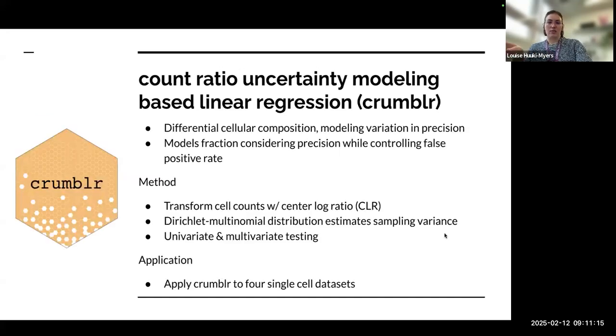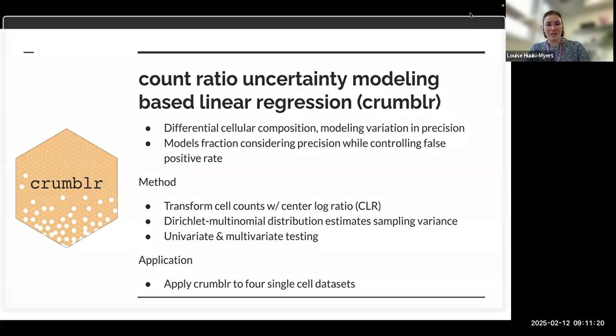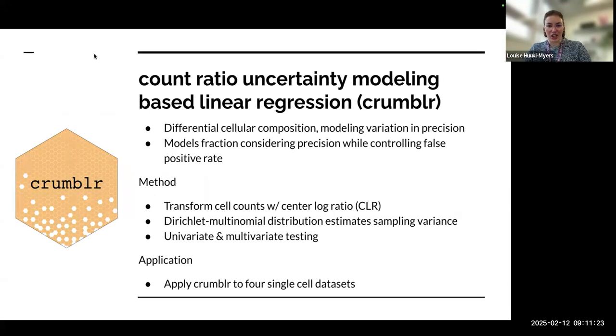And they propose a solution by introducing their new model, count ratio uncertainty modeling based linear regression, or Crumblr. So it's a fun little acronym. Imagine the crumbs are pieces of the whole, so cells are pieces of the whole tissue. Basically this method helps us perform differential cellular composition analysis while modeling variation in precision. It models the fractions considering precision while controlling the false positive rate. So kind of like the best of both worlds from the previous models.